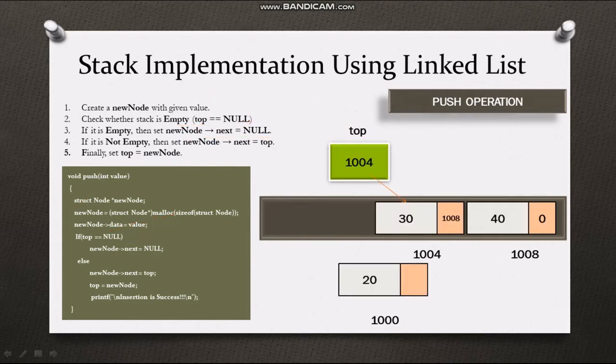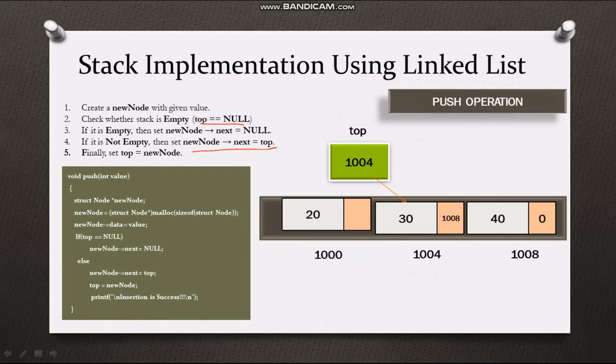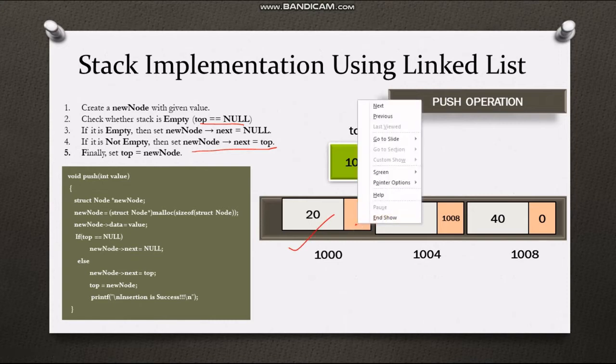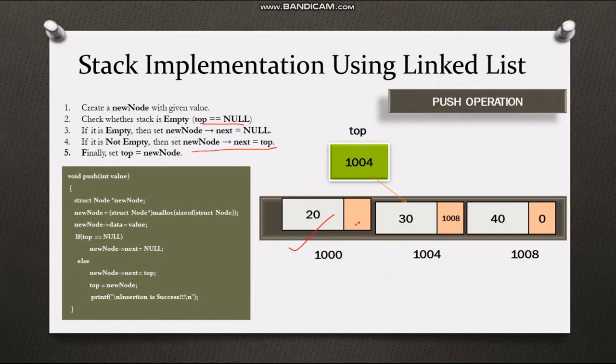Now let us come to the next part where we find that if the top is not equal to null, that means our stack is not empty, then there are two things that we need to do. First, we need to update the next of the new node with the value of top, and then we need to update the value of top with the new node. Let's understand what it means. So the first thing that we would be doing is updating. So this is a new node, and we'll be updating the next part of this node with the value that is there in the top. So we have 1004 in the top.